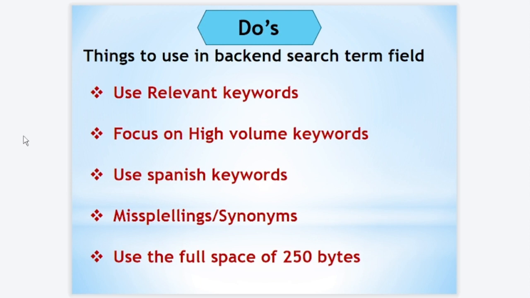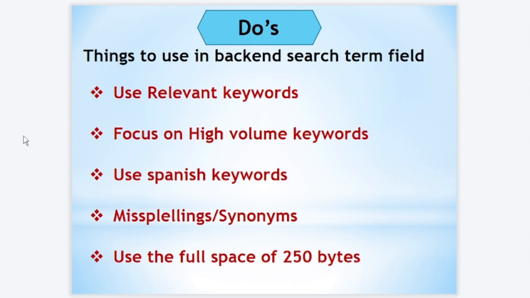Another thing, for US sellers, you can consider adding Spanish keywords as well, right? And for other countries, you can take into consideration the second most spoken language in your country. So you can add keywords related to those languages as well. Another thing is misspellings and synonyms. You should also consider adding misspellings of your main keywords, if there are already people searching some misspellings of keywords, and synonyms as well can be considered.